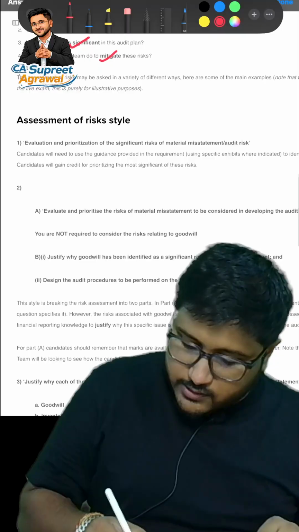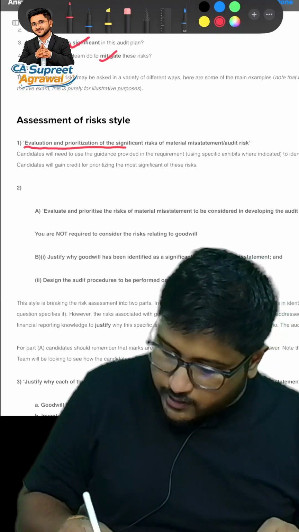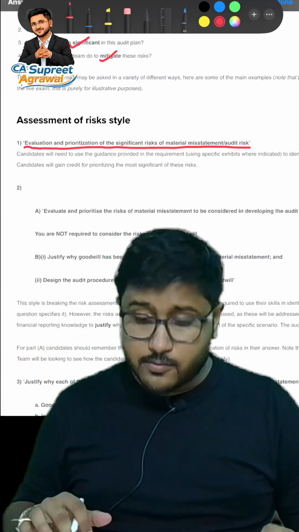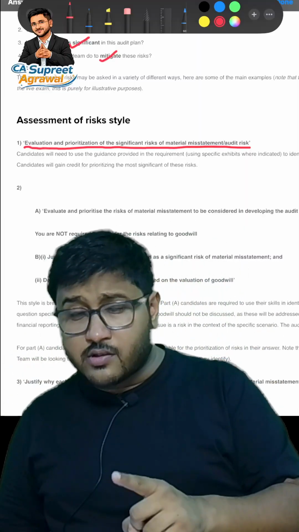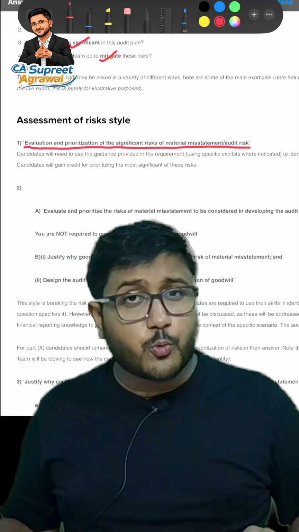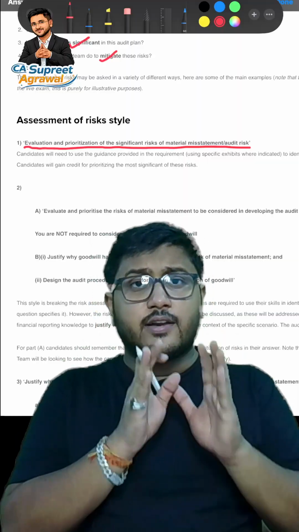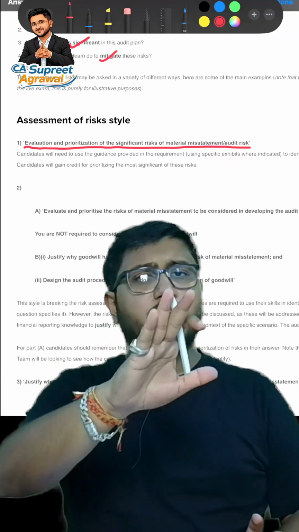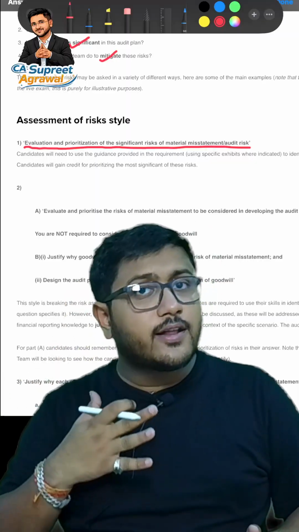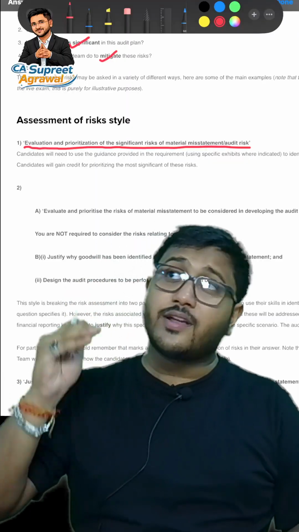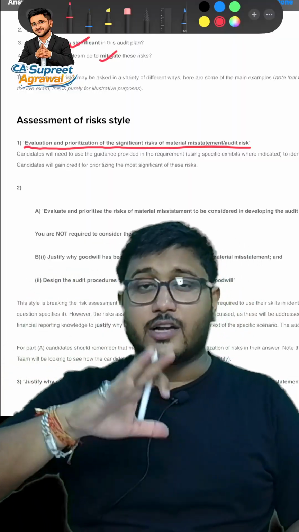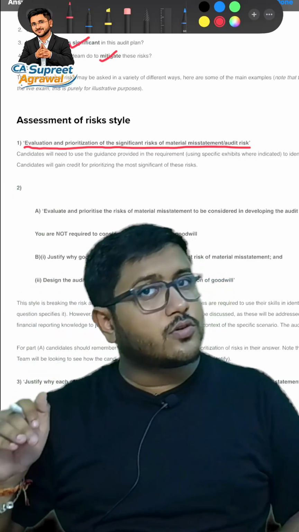Now, assessment of risk style, so the question could be evaluation and prioritization of significant risk of material misstatement or audit risk, or in certain cases business risk also. But in case of business risk, prioritization might not be asked. Why? Because prioritization depends on the industry knowledge in case of business risk, and the AAA paper examiner does not want you to have specific industry knowledge. That is why risk identification could be asked, in some cases evaluation could also be asked, but definitely the prioritization would not be asked.